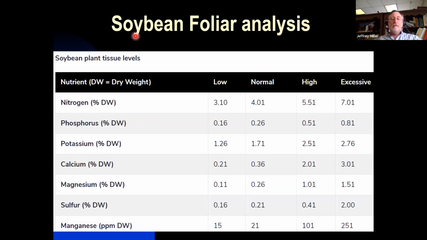This is basically Penn State's database on foliar analyses for soybeans. And again, if you're at 4% by dry weight for nitrogen, you're in good shape. 0.26% phosphorus, 1.71% potassium. Sulfur, you want to be 0.21% in that foliar analysis.